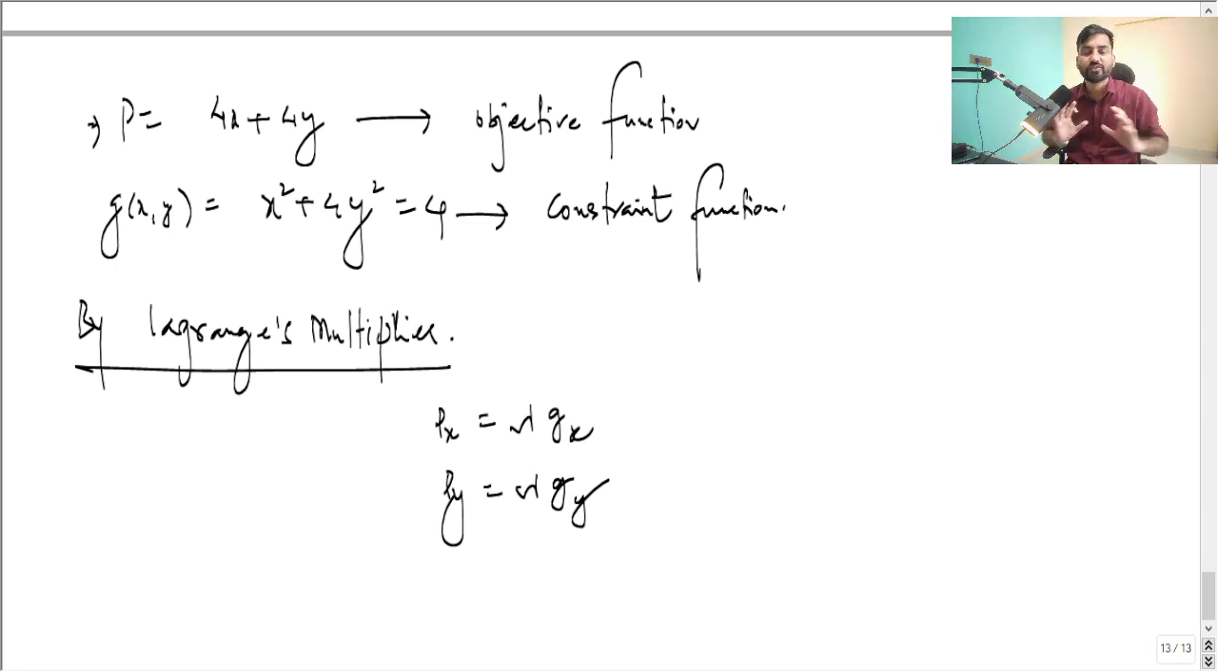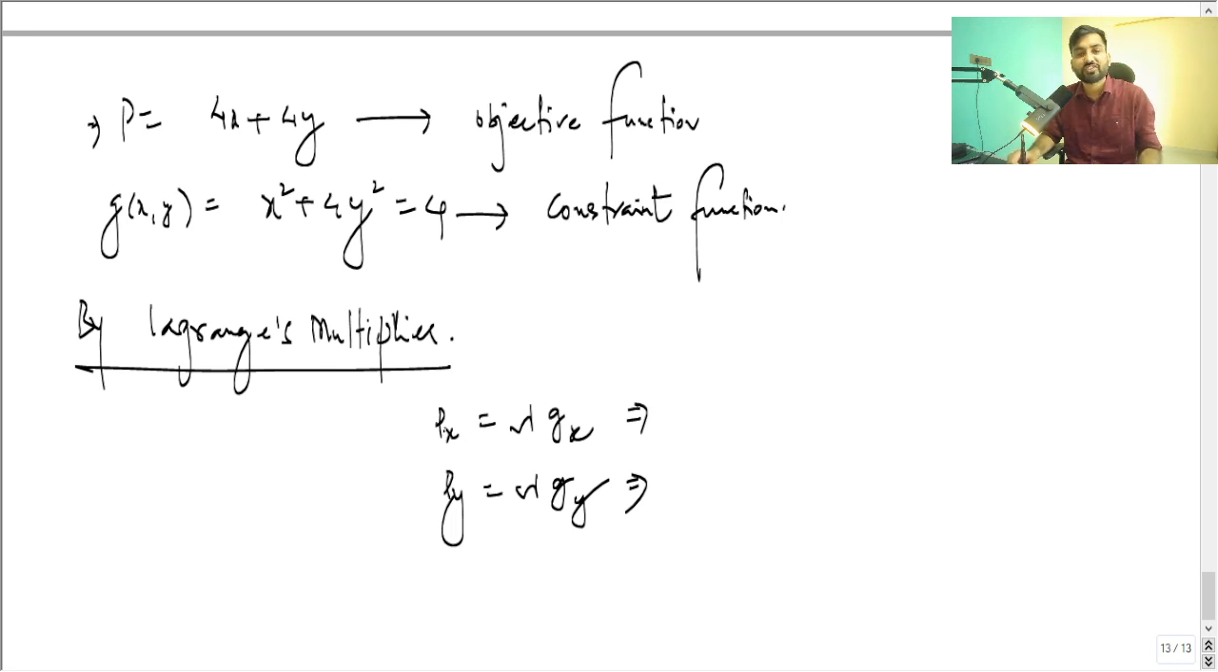These two equations you have to get, so that the solution of these two equations is going to give you the points, okay, and that will give you the freedom to realize the maximum of the objective function, that is the perimeter, right? So px equal to lambda gx, py equal to lambda gy. Now you can find px, these you can solve.